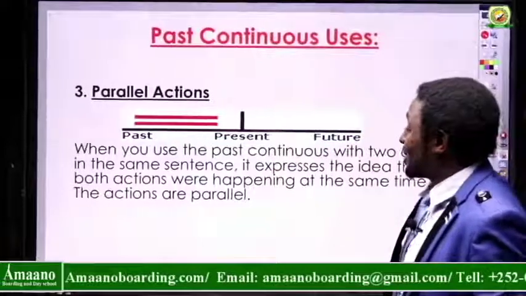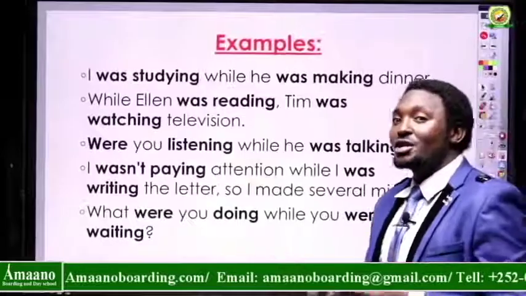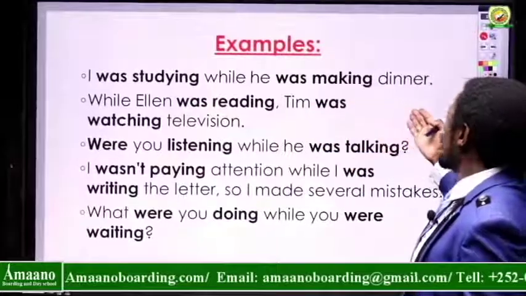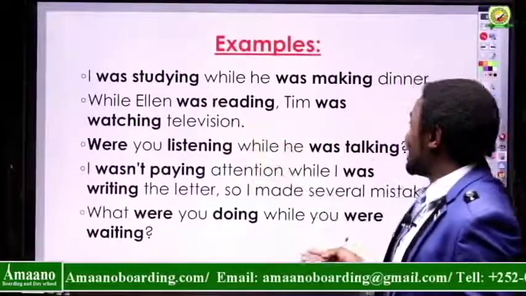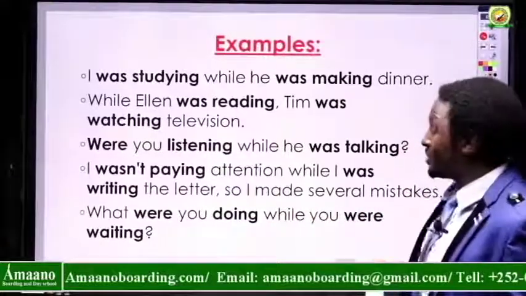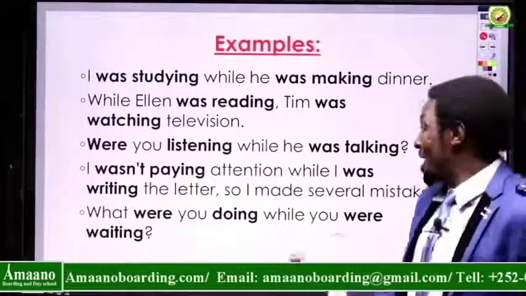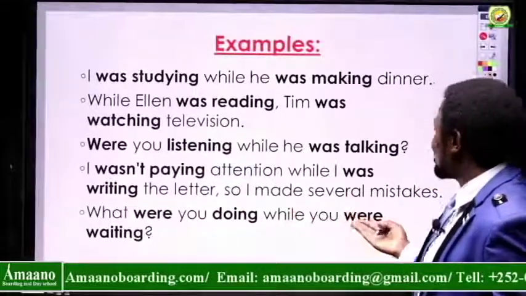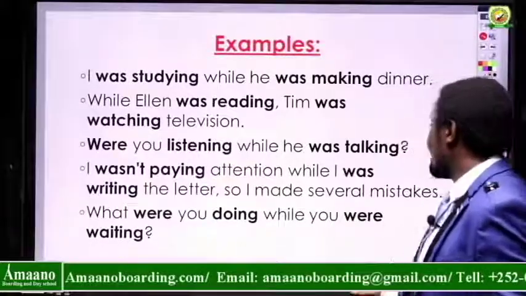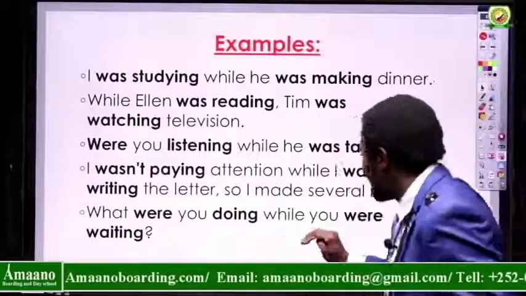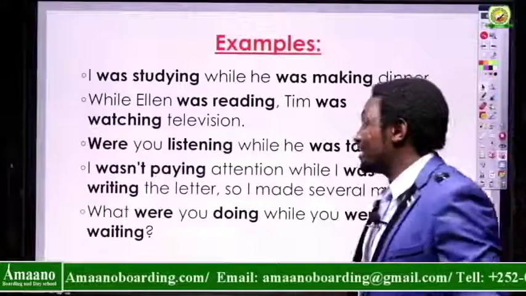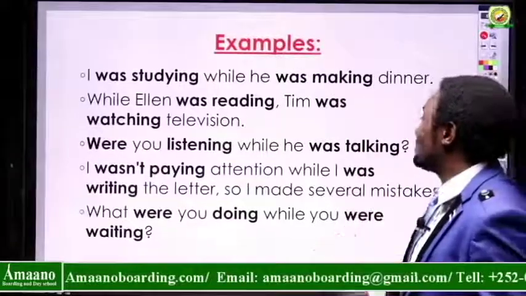So let's check the examples. This is very easy. Two actions that were continuing to happen in the past. I was studying while he was making dinner. While Ellen was reading, Tim was watching television. Were you listening while he was talking? I wasn't paying attention while I was writing the letter, so I made several mistakes. What were you doing while you were writing? So you can see two actions were actually happening in parallel, at the same time.